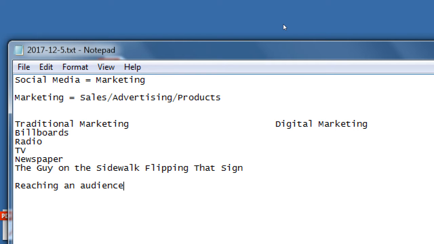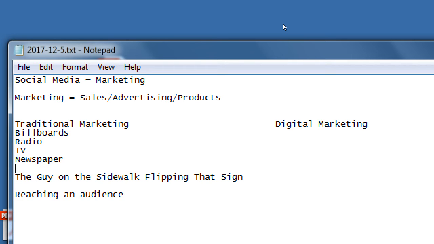I put a billboard on the 5 because I want to advertise my business. I put flyers on people's windshields to tell them about my carpet cleaning business. I put a coupon in the newspaper to advertise my business to get people. So traditional marketing in the real world, all to reach an audience.